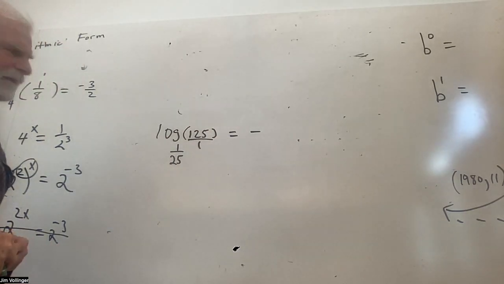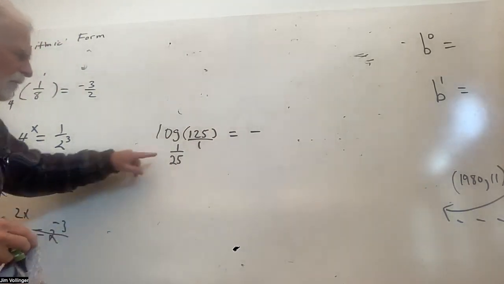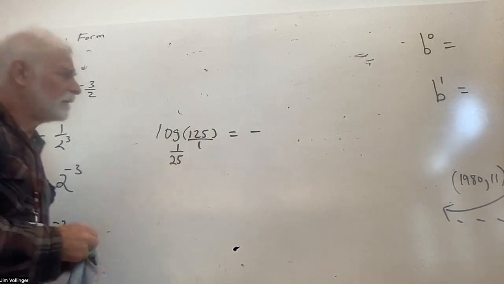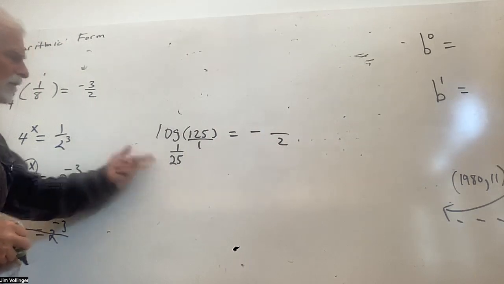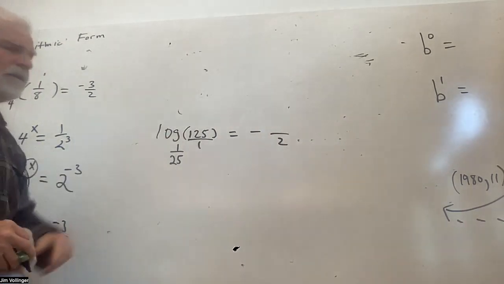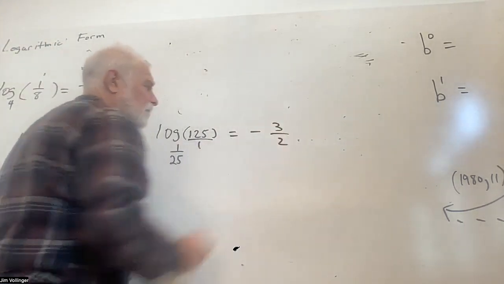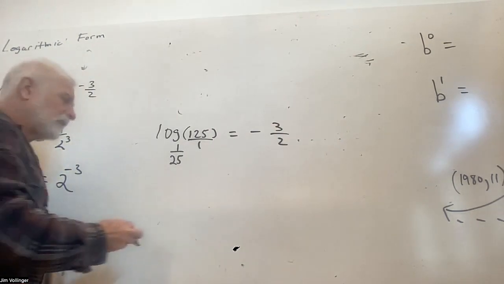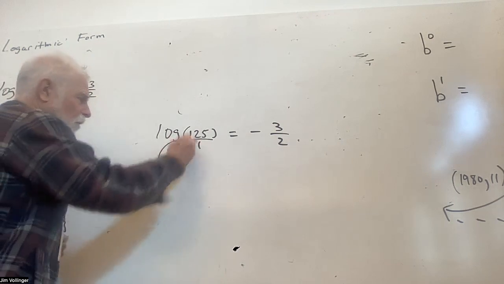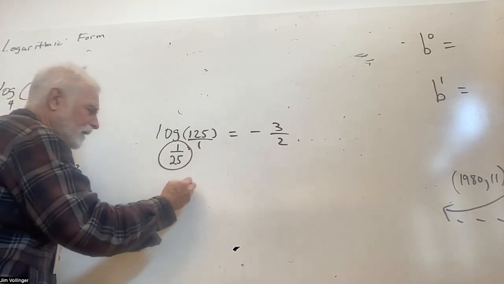And what's the common base? It's base 5. Well, how do I turn 25 into a base 5? I need a square root. Okay. And if the square root of 25 is 5, how do I make it into a 125? Well, that's what it's got to be from a conceptual standpoint. All right, so how do we deal with it? Well, what's another way of writing 1 over 25? 5 to the negative 2.